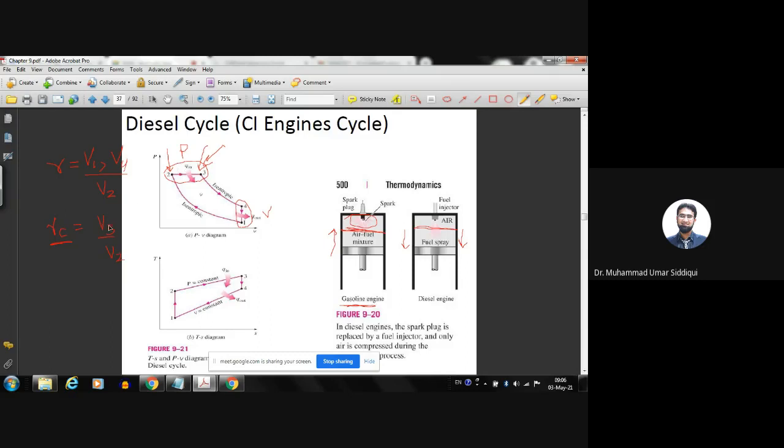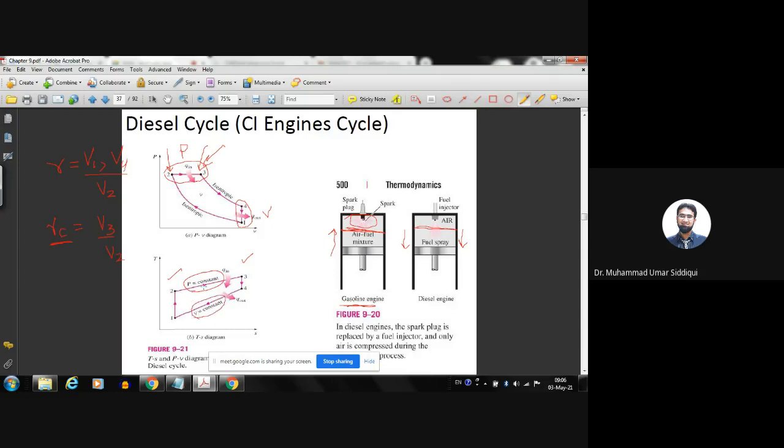Okay, so that's why V3 by V2 is the cutoff ratio. And then after that, the process occurs in the same way as before. On the TS diagram, practically there won't be much difference. So we're going to have two isentropic processes, so two vertical lines. And then we are going to have one constant pressure process, which is the heat addition. And then we'll have the constant volume process, which is the heat rejection.